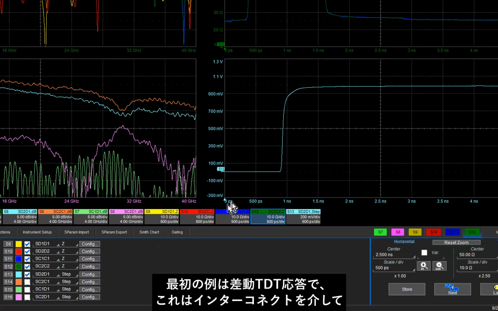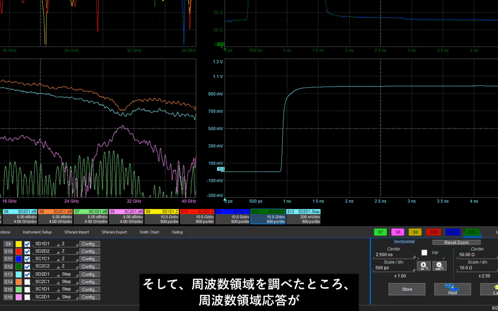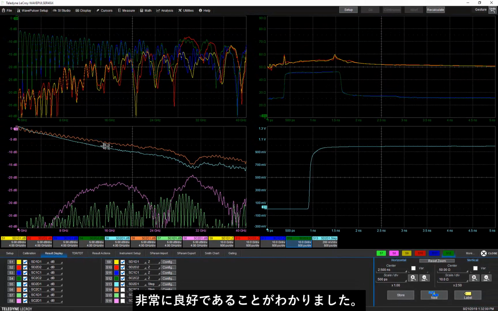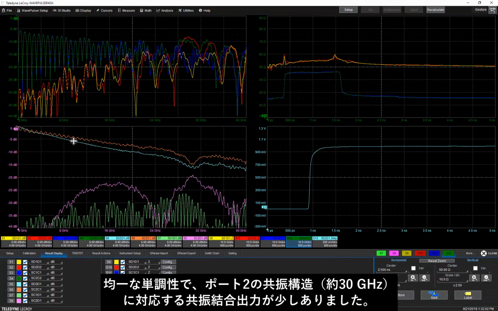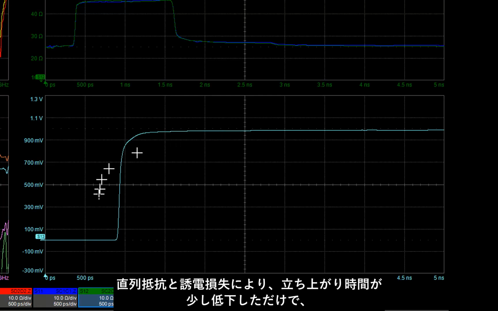The first example is the differential TDT response. This is the differential signal transmitted through the interconnect. And we saw when we looked in the frequency domain that the frequency domain response was really good. It was nice, uniform, monotonic. We did have that little bit of resonant coupling corresponding to whatever that resonant structure is on port 2 at about 30 gigahertz.